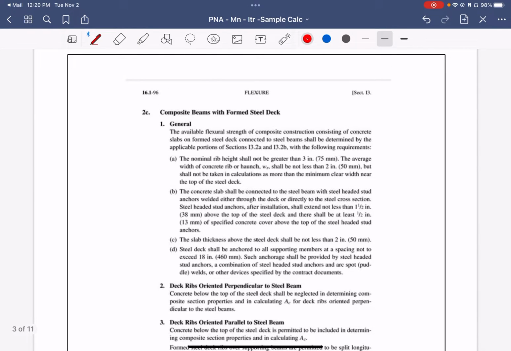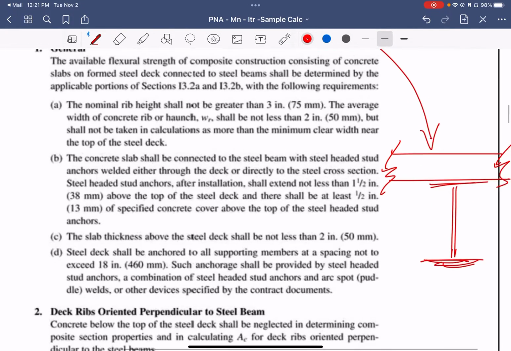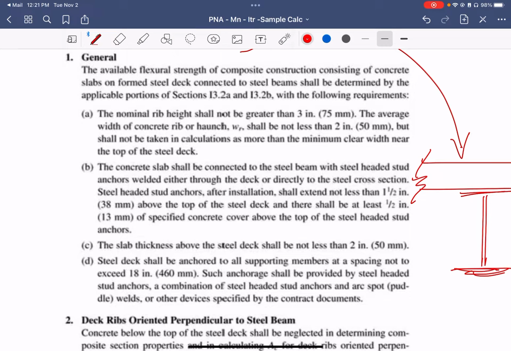This section talks about the form deck. Usually the typical product is going to be Verco. Again, we've had photos of it in other lectures, but this deck that sits on top is the formed metal deck that sits on top of the beam. There are all these requirements. I'm not going to go through it, but you should be keying in on what the requirements are. For example, the slab thickness above the steel deck should not be less than 2 inches, so they require a minimum.